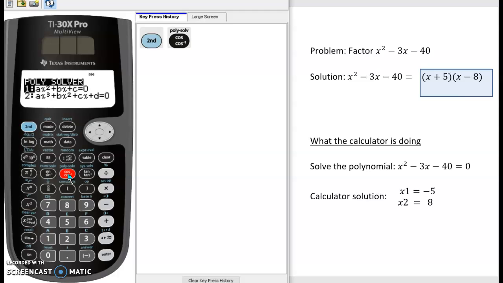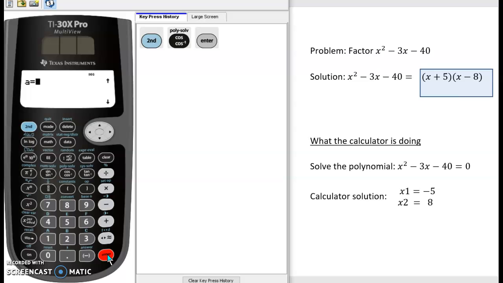There are two options here, one for a degree 2 polynomial and the other for a degree 3 polynomial. Our polynomial is raised to the second power, so we'll select option 1. Number 1 is highlighted, so I can hit enter here.